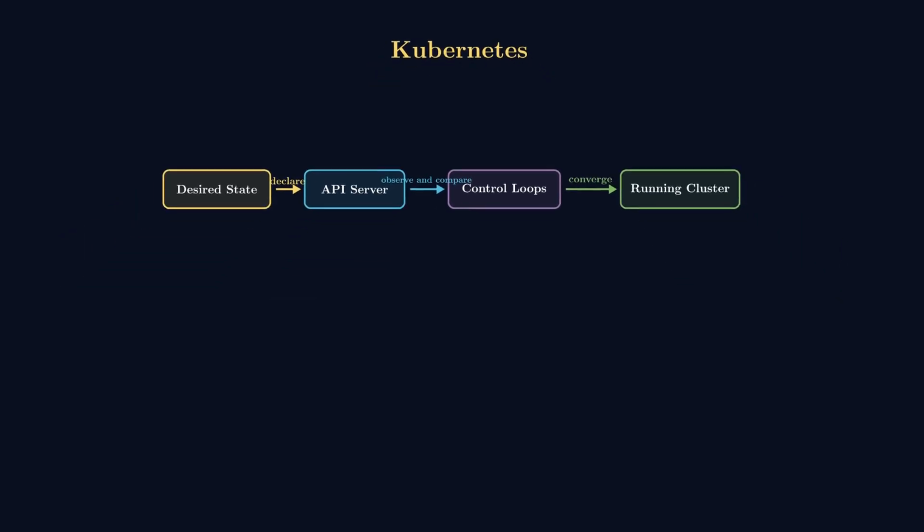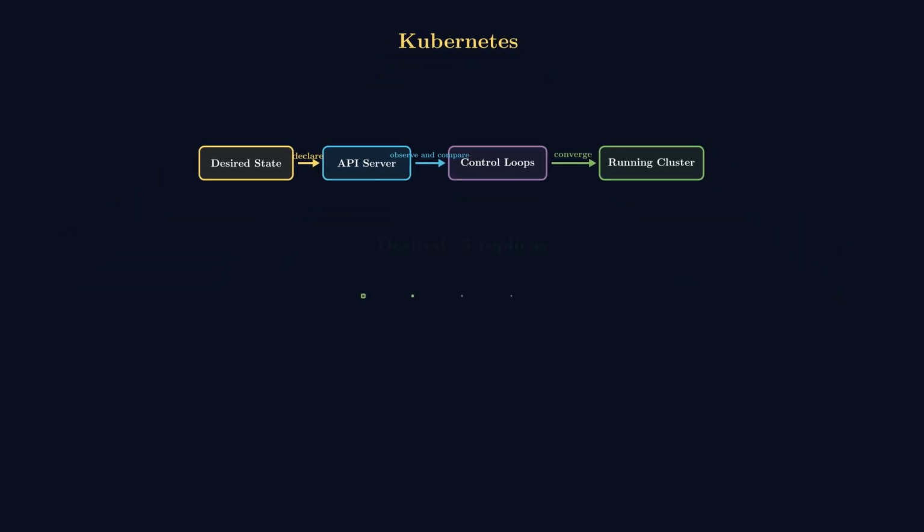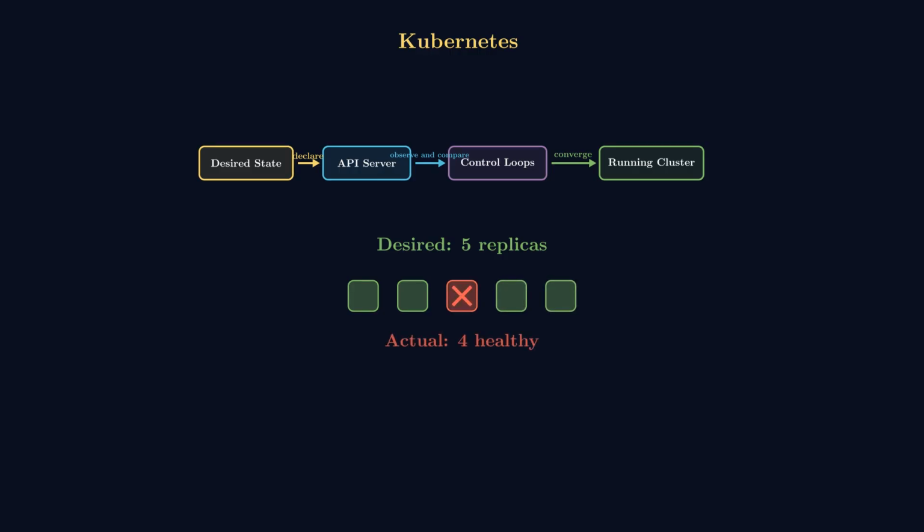Consider a failure. The desired state still says 5 replicas. If one pod disappears, the actual state drops to 4. The controller notices the gap and creates a replacement. No operator has to discover the failure and manually replay a runbook.